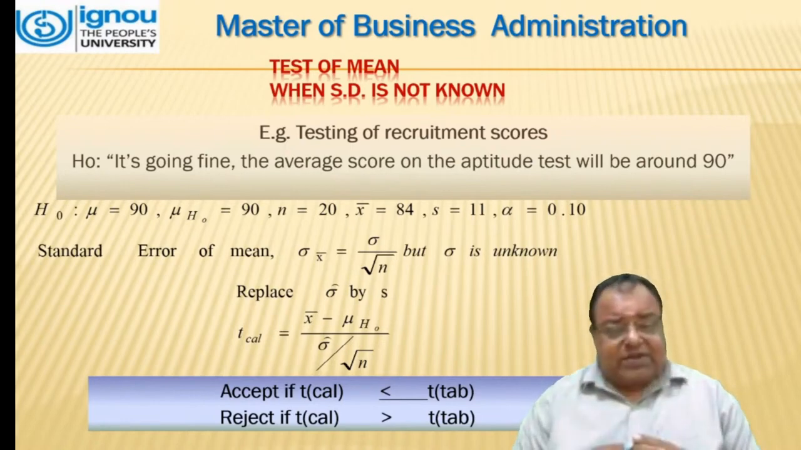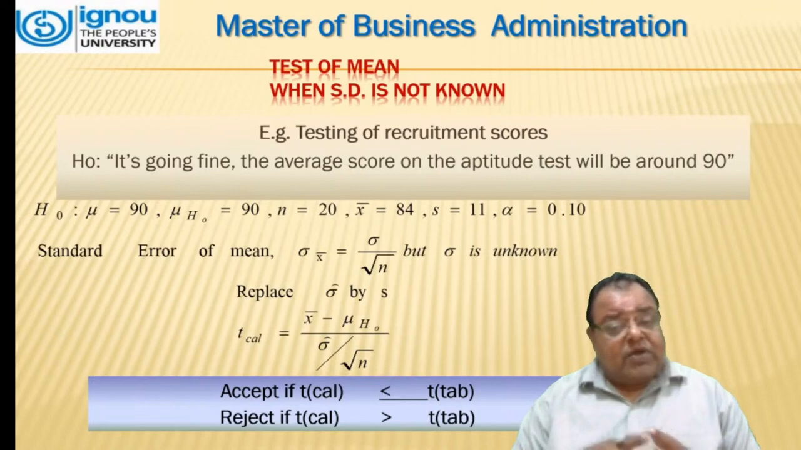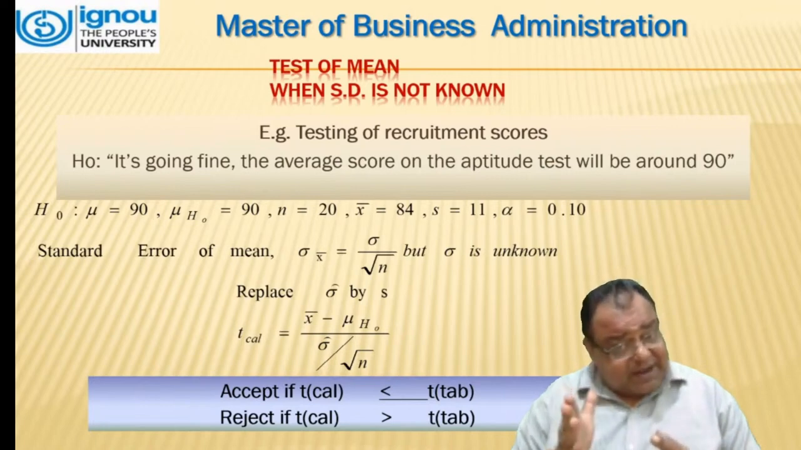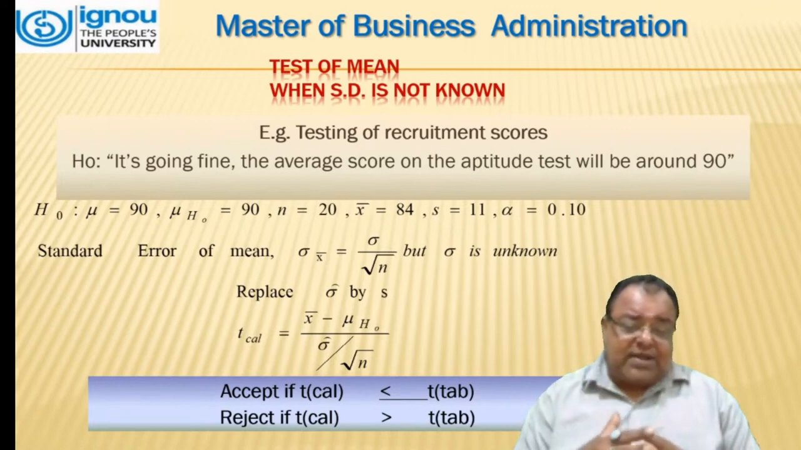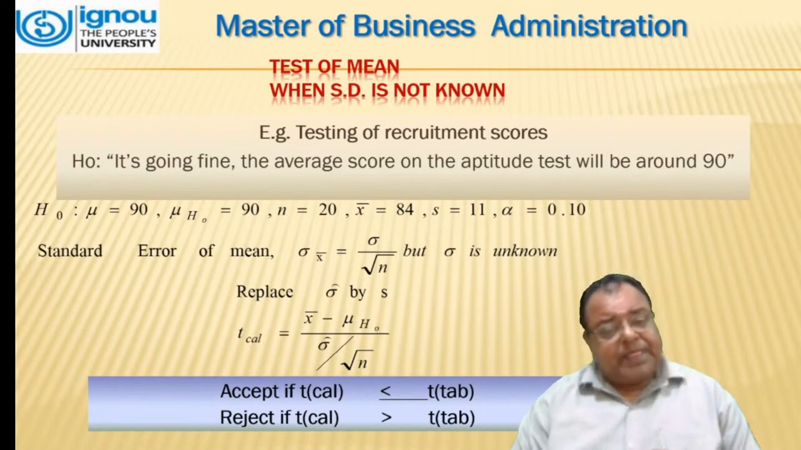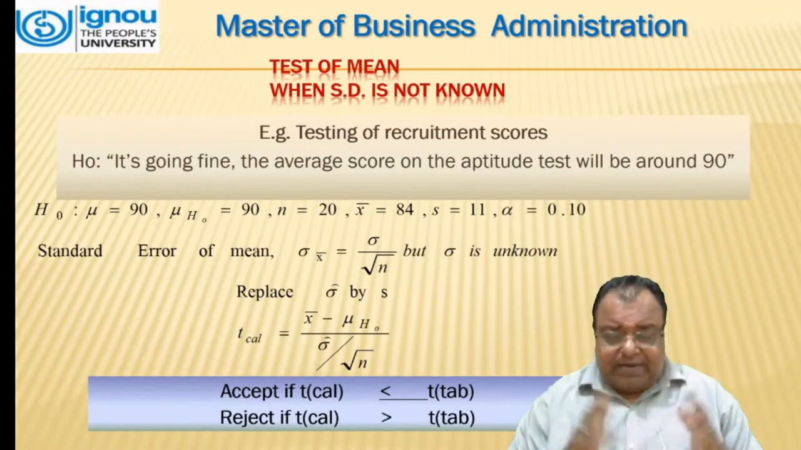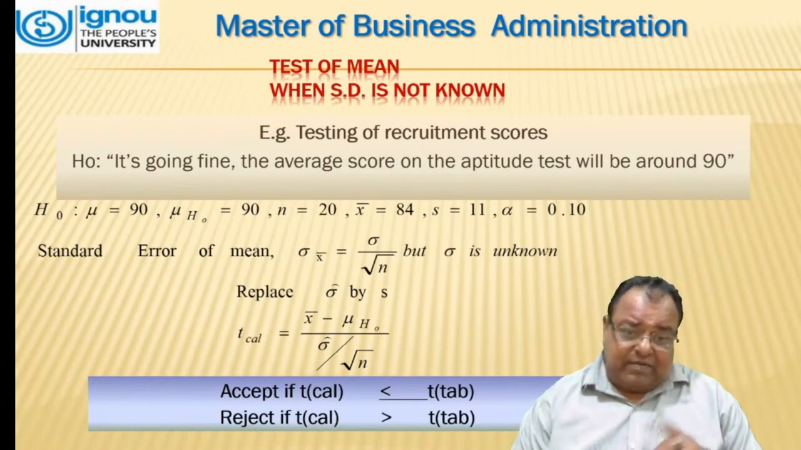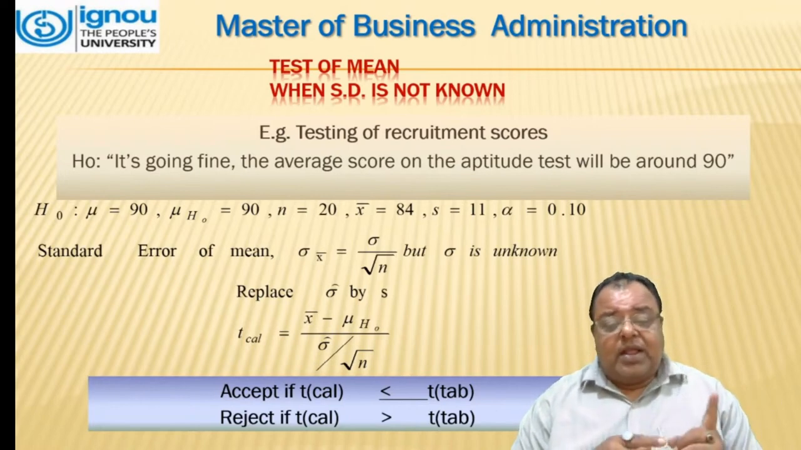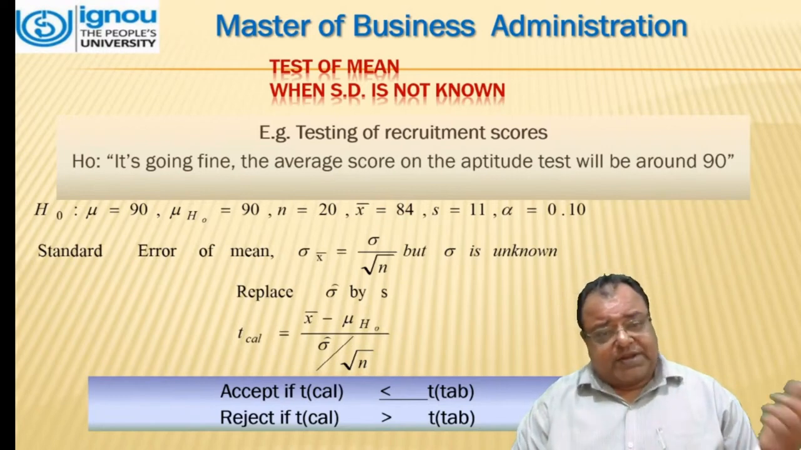We are not aware of anything related to sigma. Sigma is unknown. So what are we going to do? We have the sample standard deviation, that is s is equal to 11. For our calculation purpose, we are going to replace sigma by s and calculate again. We are using the t test. If t calculated is less than t tabular, we accept it. If t calculated is greater than t tabulated, we reject it.